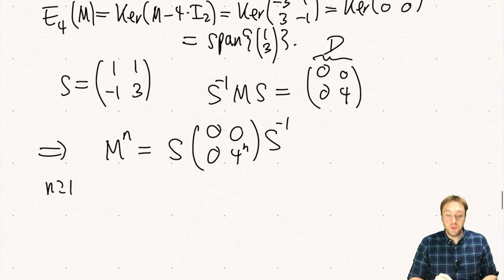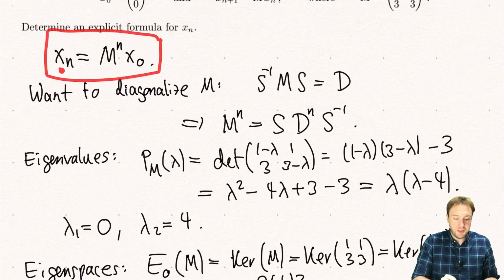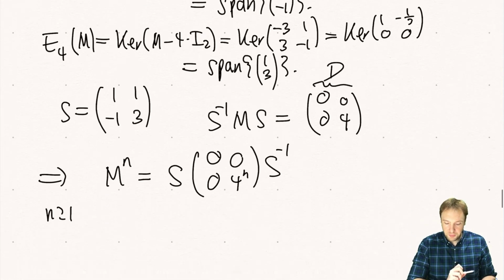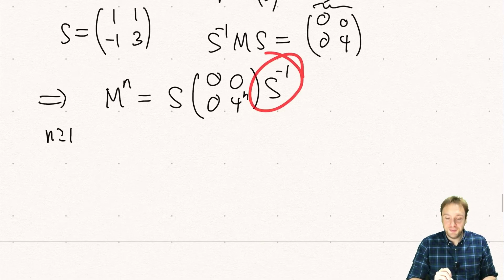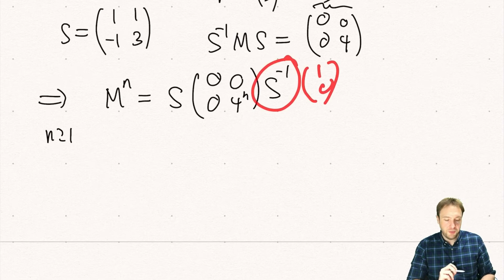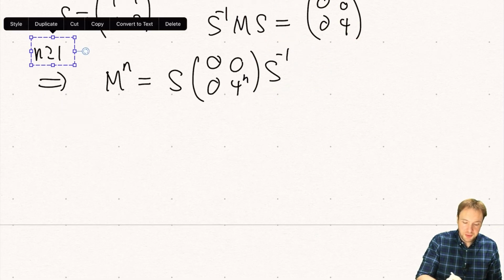And now we want to multiply this with x0, because our goal is to calculate xn, which is given by M to the nth power times this start vector (1, 0). So let's calculate S inverse, because we want to multiply it with (1, 0) here. And how do we calculate the inverse of a matrix?